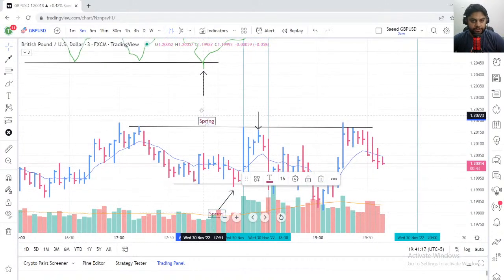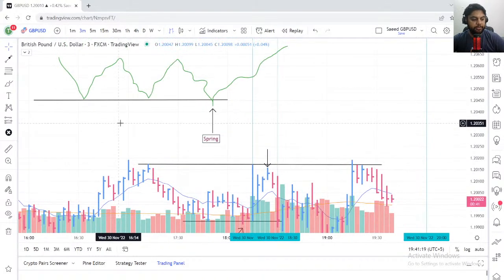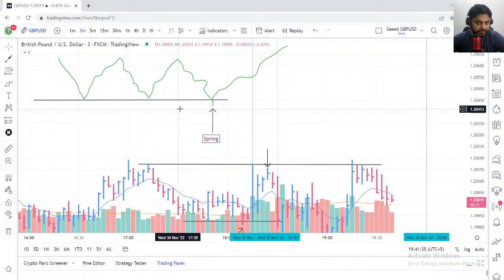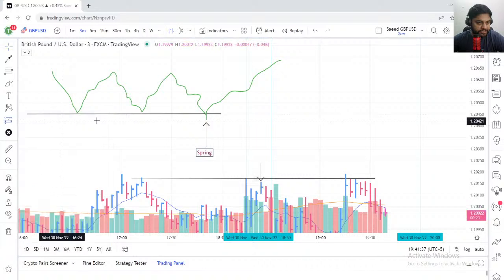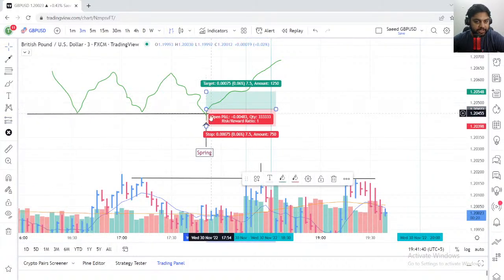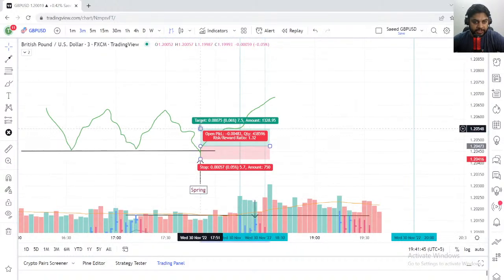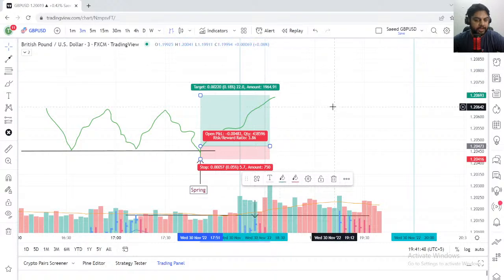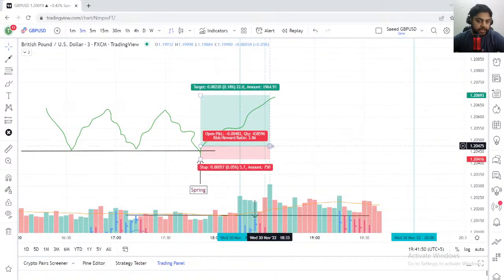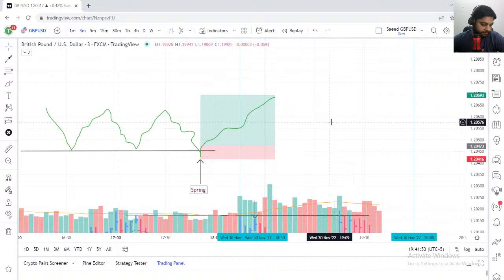If you are able to spot these springs, you can make a lot of money. You can do pretty well in the financial markets if you trade nothing but springs. Why am I saying that? Because if you are able to trade these springs, the risk reward ratio is extremely high. Number one, it is extremely high because the spring takes out previous highs, so it goes very high. And number two, it's also a high probability setup.